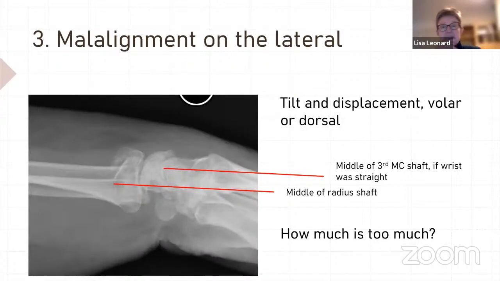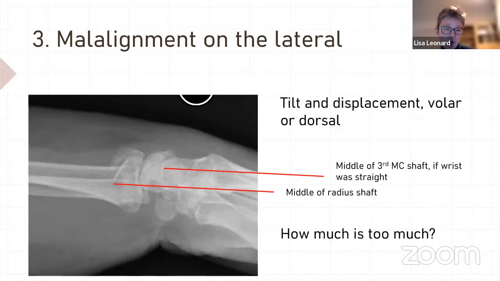And a bit like the capitate distance, this is an alignment measure originally described by Margaret McQueen, and I don't think she ever published it, but it's essentially looking at a line that would go down the middle of your third metacarpal, which you can always see on the x-rays if the wrist was straight, and then a line that goes down the middle of the shaft of the radius.